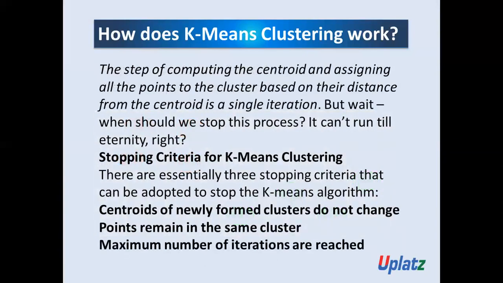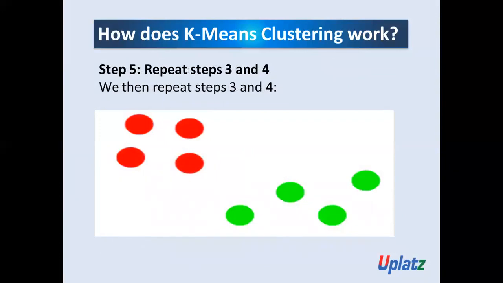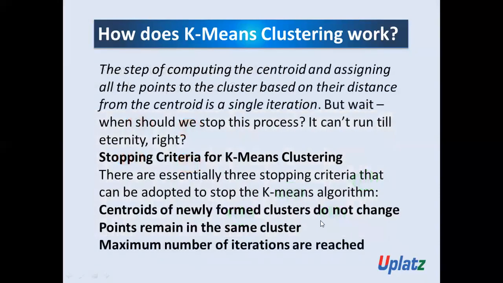There are essentially 3 stopping criteria that can be adopted to stop k-means clustering. The first one is that the centroid of a newly formed cluster does not change. Once you arrive at this image with the 2 clusters, if you repeat steps 3 and 4 and you get the same image, this means the centroid of a newly formed cluster does not change. That is one of the stopping criteria of k-means clustering. The next one is that points remain in the same cluster.